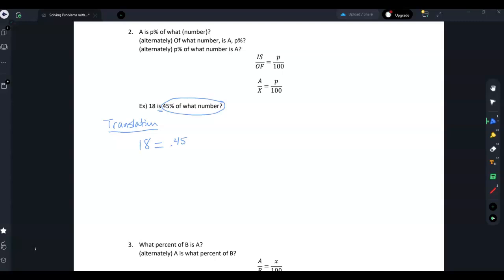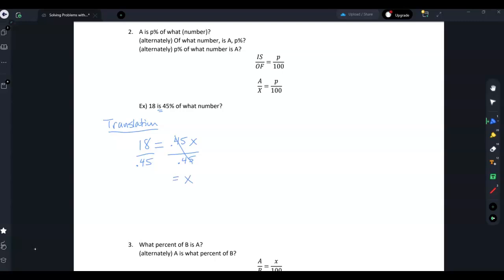"Of" means to multiply, and I'm going to multiply by what number? I don't know what that is, so I'm just going to use my variable. So I'm going to multiply by x. So 45% of what number means 0.45 times x, or whatever variable you choose to use. And now I'm just going to solve this equation. To solve this for x, I would divide both sides by 45 hundredths.